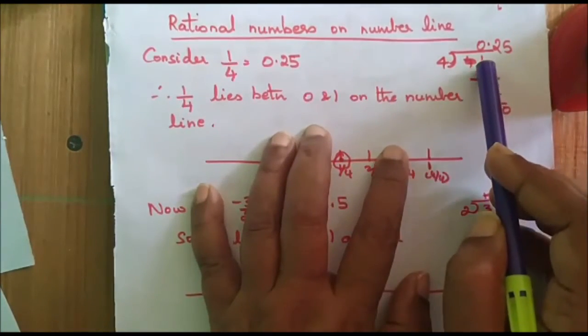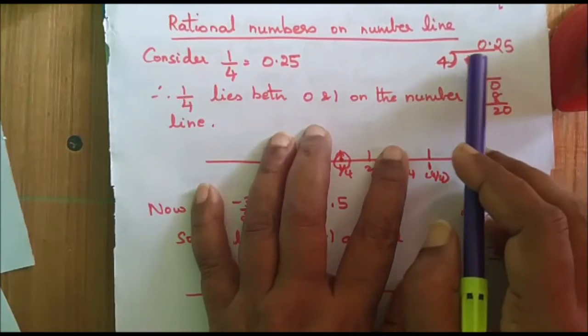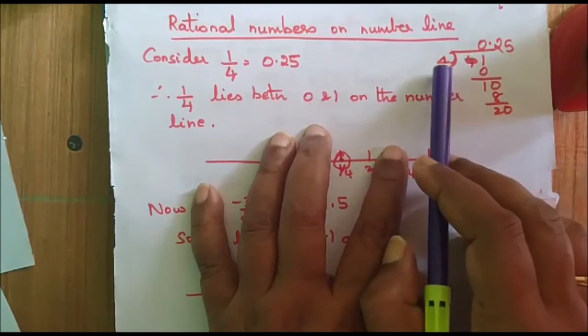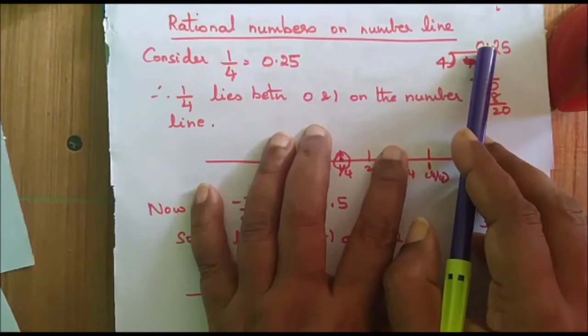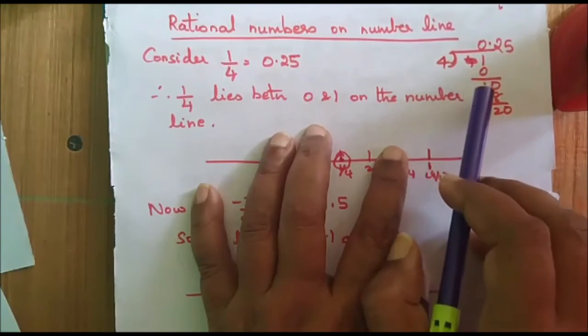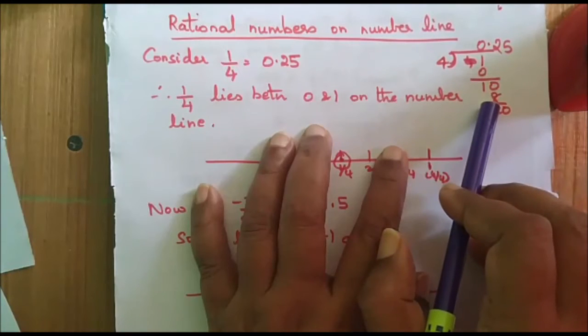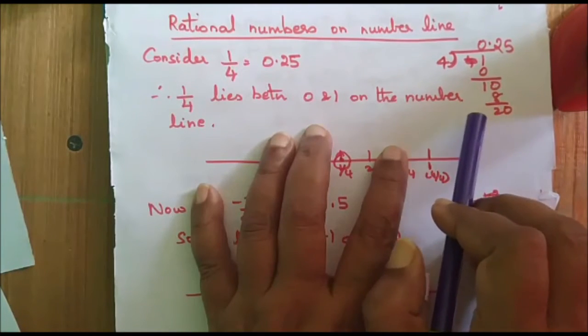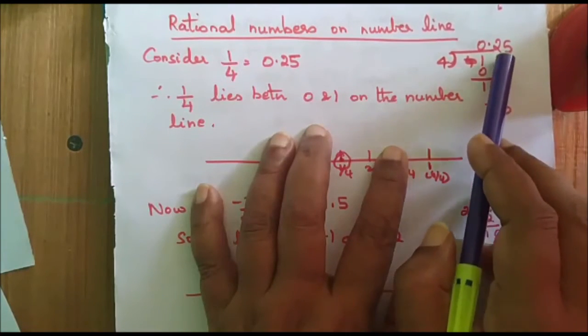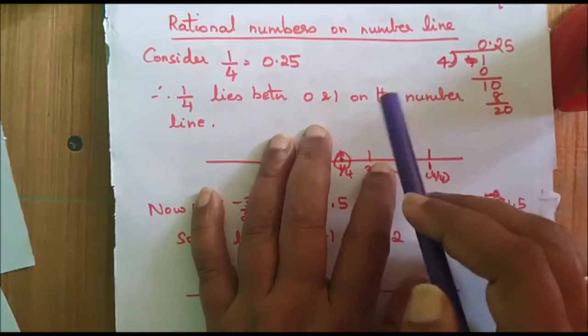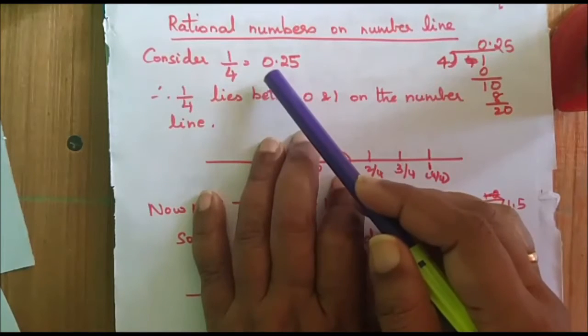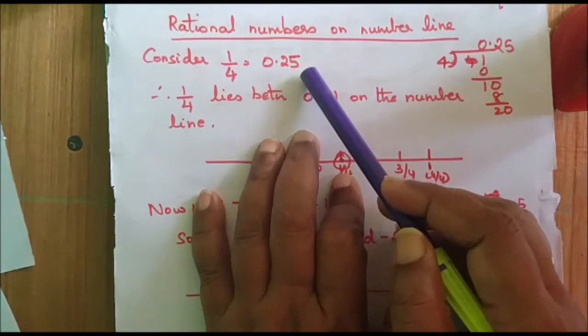I put 1 inside and 4 here, and I divide it in the usual manner. 4 cannot go in 1, I put 0 here and I put a point here. I get 10. 4 goes in 10 2 times, it is 8. I get a remainder 2 and I make it as 20. It goes there 5 times, so it is 0.25. Okay. So 1 by 4 is equal to 0.25.